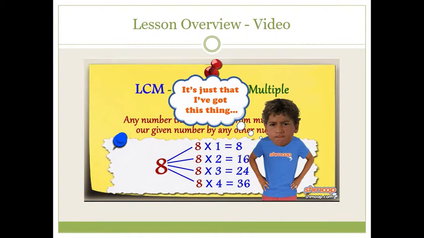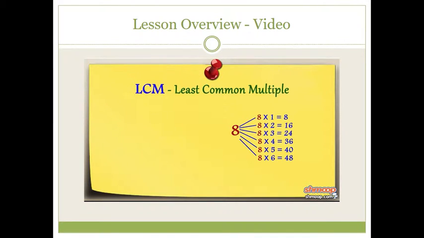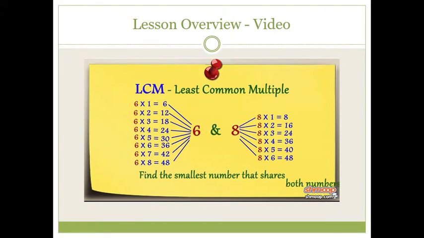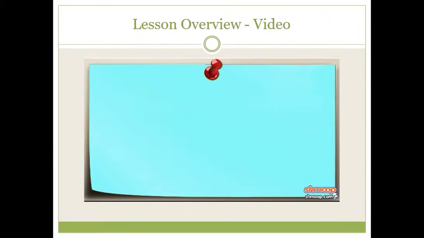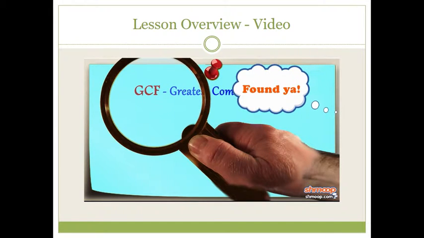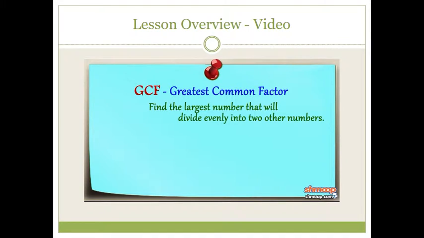If you want to find the least common multiple of 6 and 8, you need to find the smallest number that shares both numbers as factors. As you can see, it's unfortunately not as easy as merely multiplying the numbers together. GCF, or greatest common factor, is basically the reverse. When looking for a GCF, you need to find the largest number that will divide evenly into two other numbers. Take the numbers 36 and 48.